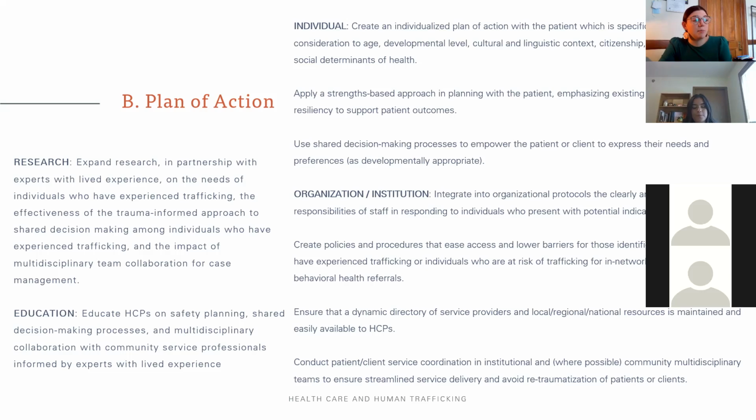Ensure that there is a dynamic directory of service providers, especially those with local, regional, and national resources, that is maintained and accessible to healthcare providers. Do you know the resources in your area? Do you know culturally specific resources, LGBTQ specific resources, environmental specific resources? Are they all in your network, in your area locally? If not, what's in the region? If not there, what's in the state, right? What options are available to these survivors that you can refer them to easily and accessibly?